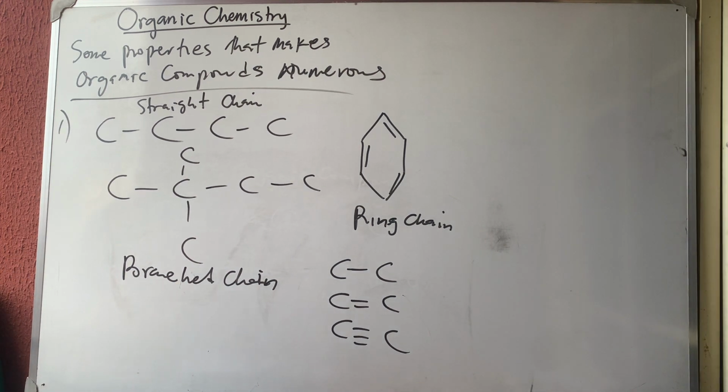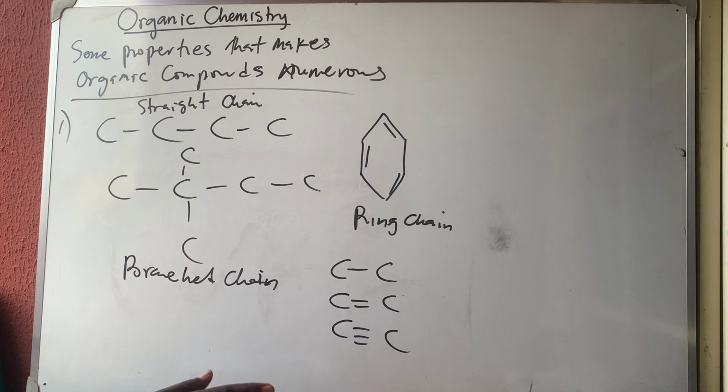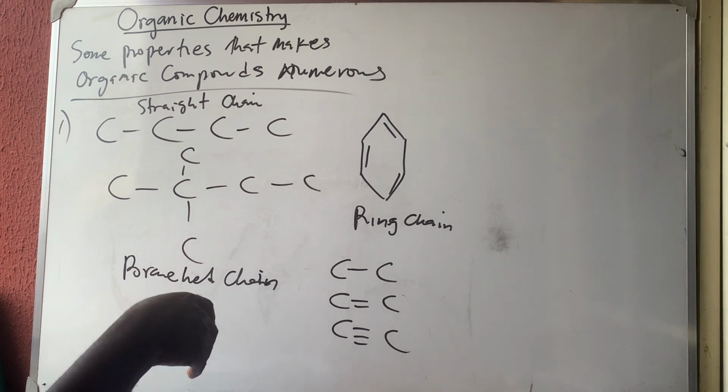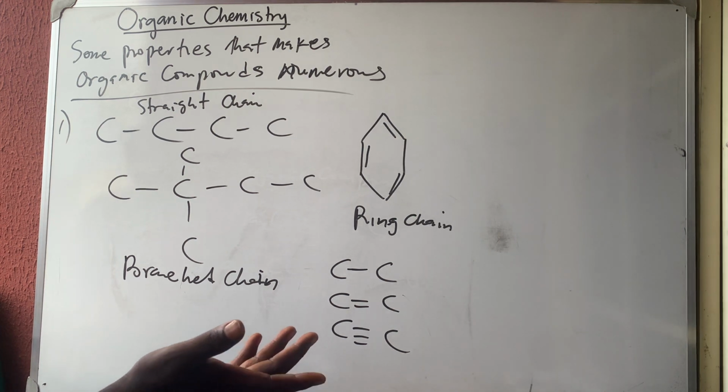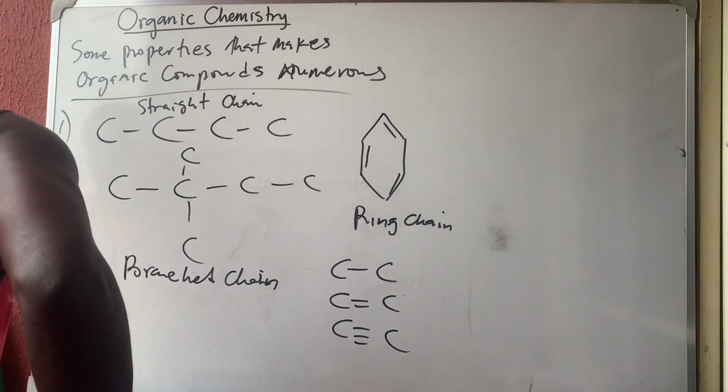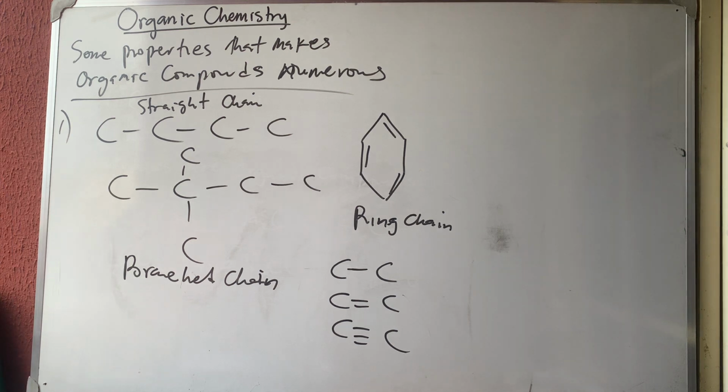And the last one is the ability of carbon to freely combine with what? Oxygen, hydrogen, iodine, and nitrogen, then all the halogens. Okay, the ability of carbon to combine freely with all the halogens is another reason that makes them numerous.